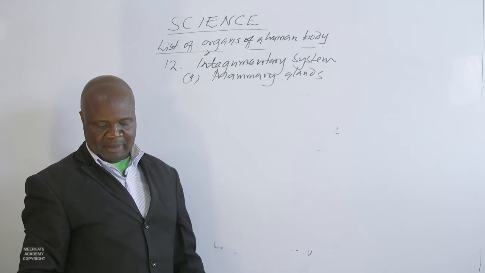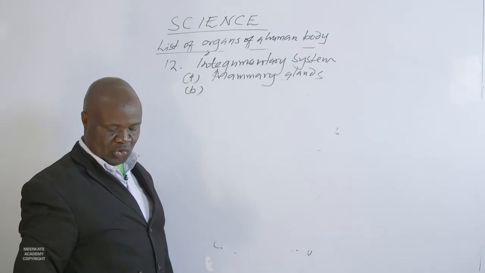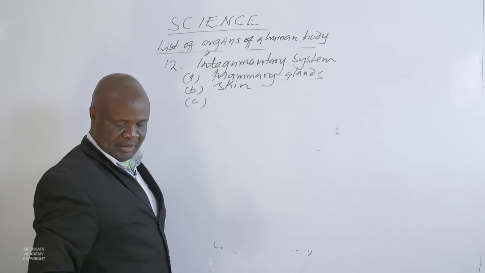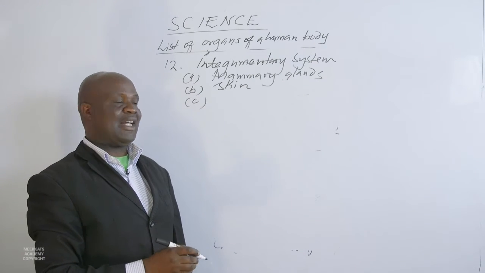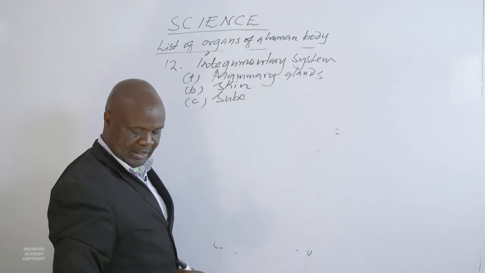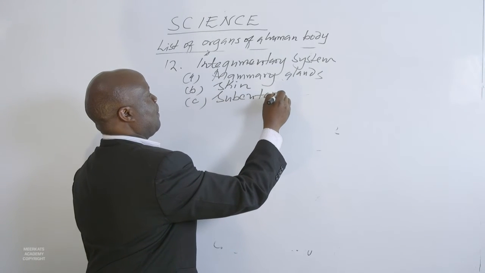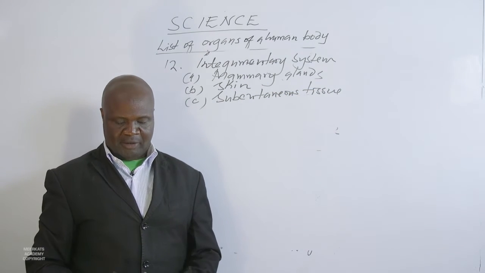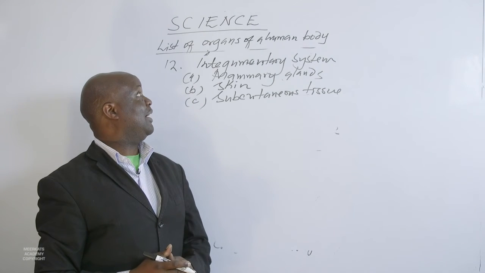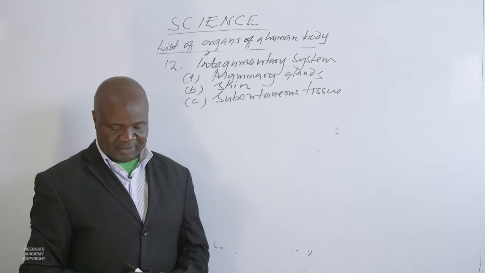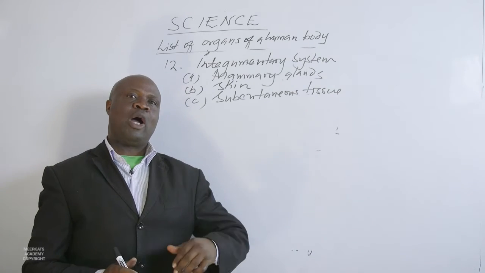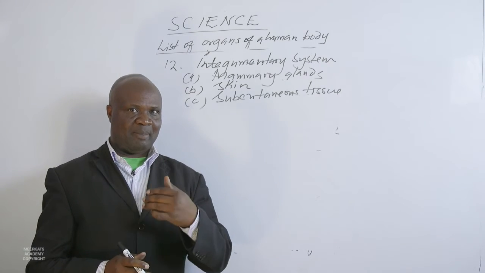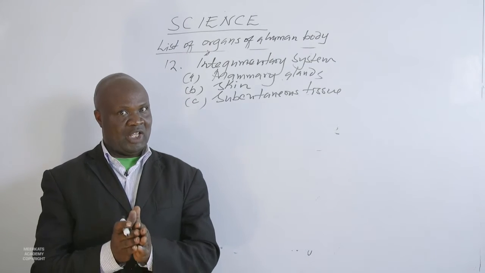And then apart from the mammary glands, we have the major one that is known. We have this organ called the skin. And then C, we have the subcutaneous tissue. These are some of the important organs that are among the integumentary system. Now, we were only mentioning some of the organs that are present within different body systems of a human being.